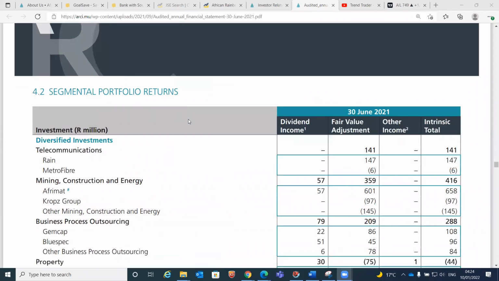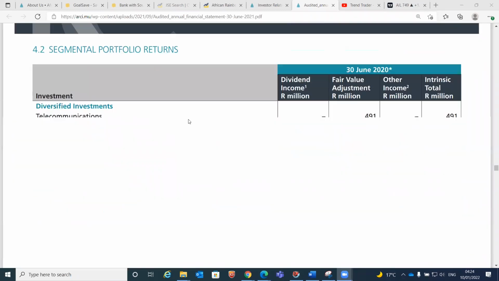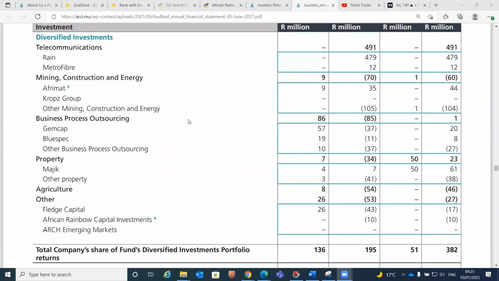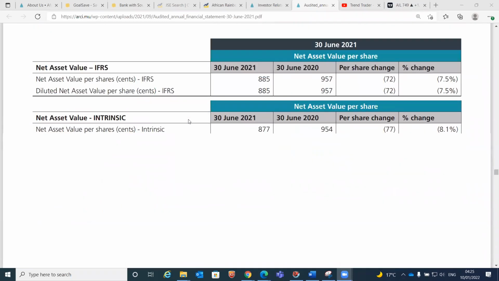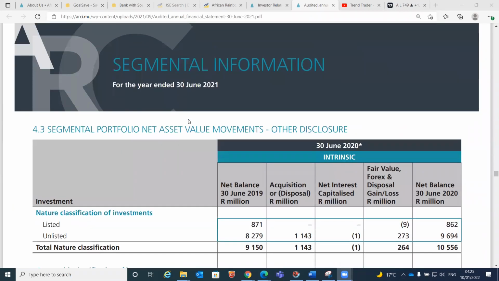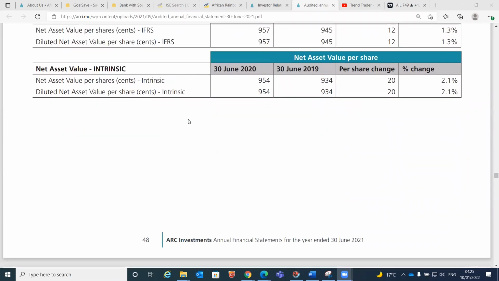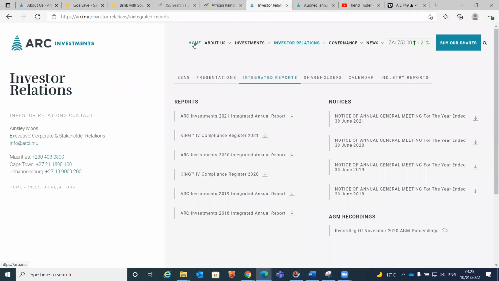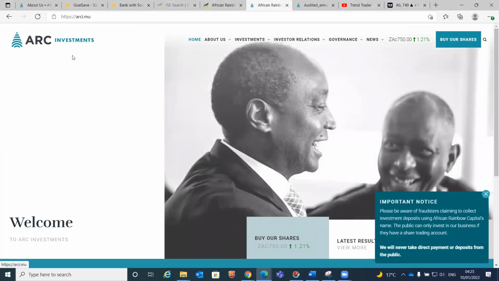So from this point, I don't think there was more interesting information that I wanted to share with you. But just by going through this annual report, we can see that there is some information that we can find about TymeBank. But remember, like I said initially, TymeBank is an investment, a part of the investment that is owned by A.R.C. Investment, right?